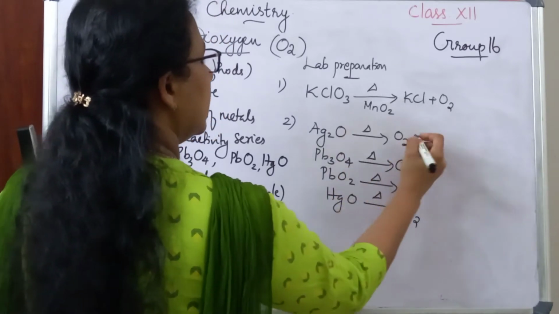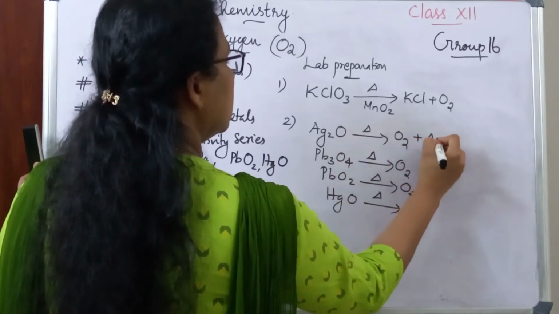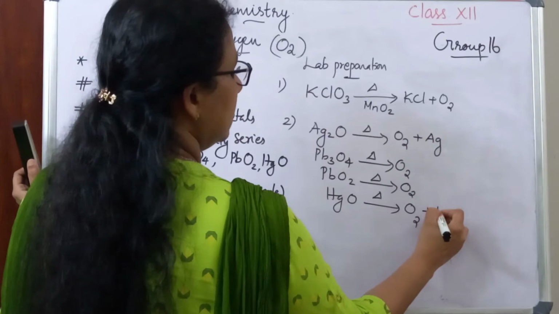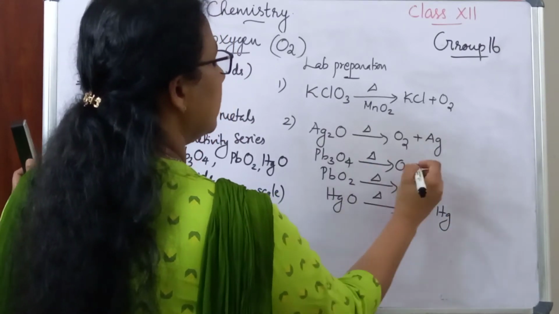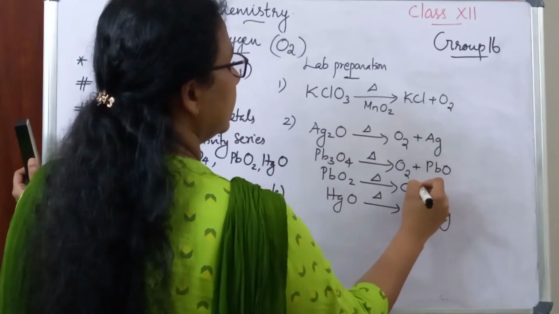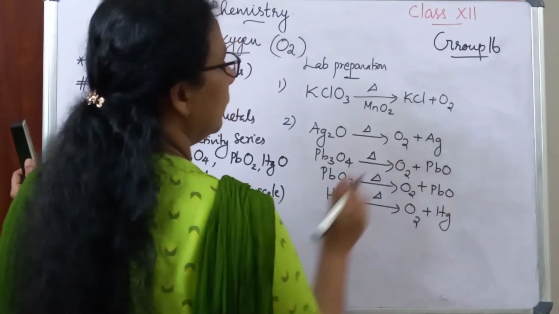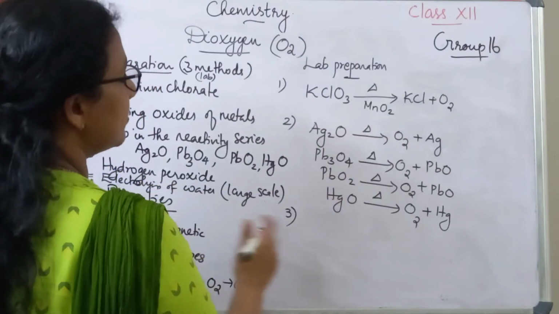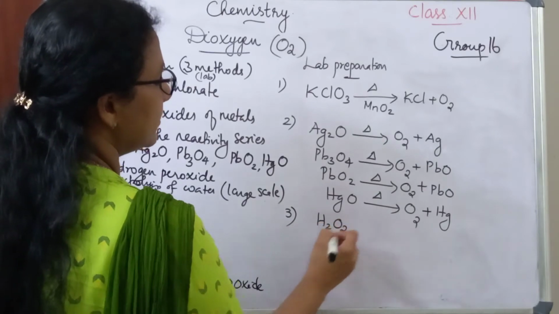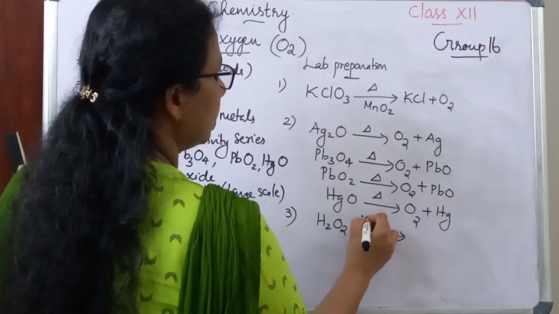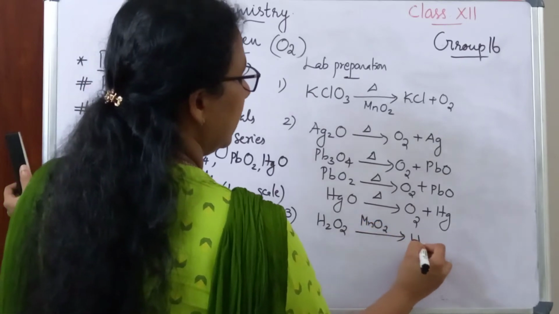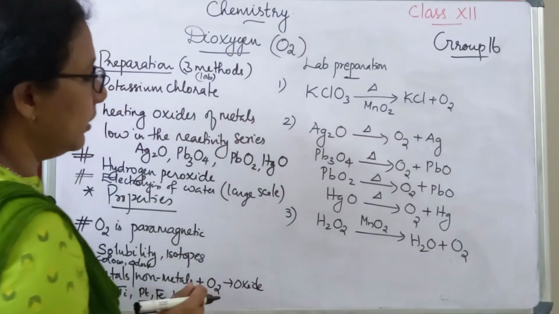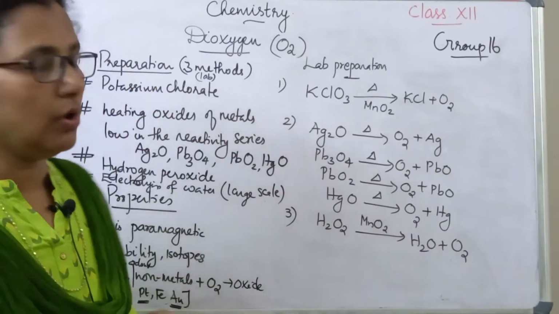In the first and last case, that is silver oxide and mercuric oxide, the metal itself is the byproduct, and in the case of lead, lead oxide, PbO, will be the byproduct. Next, the third method is from hydrogen peroxide. H2O2 is hydrogen peroxide. On decomposition of hydrogen peroxide in presence of MnO2, H2O and oxygen are formed. So these are the three laboratory methods for the preparation of oxygen.